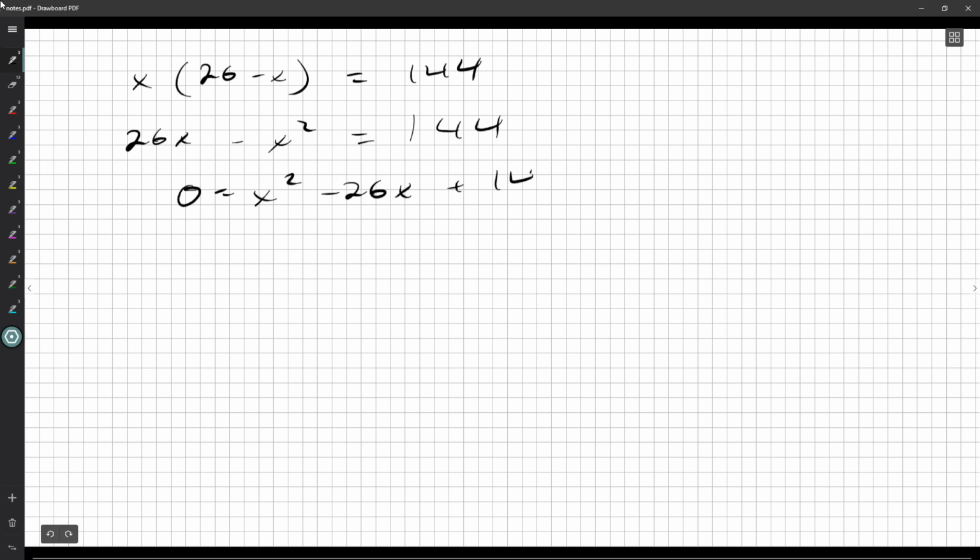We should get a quadratic. 26 minus x times x is 144. 26x minus x squared is 144. So 0 is x squared minus 26x plus 144. So I might use the quadratic formula, but instead, can I factor this? Minus 12 and minus 12 multiply to 144, but don't give me 26 when I add them up.